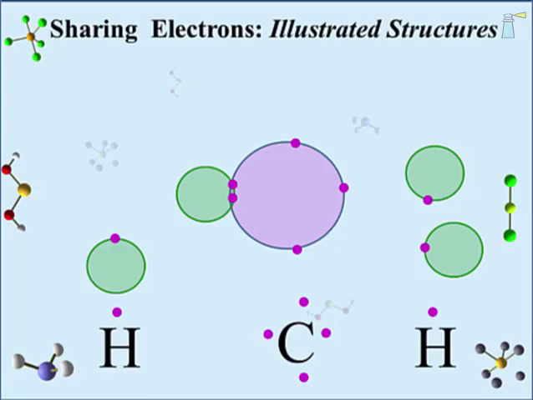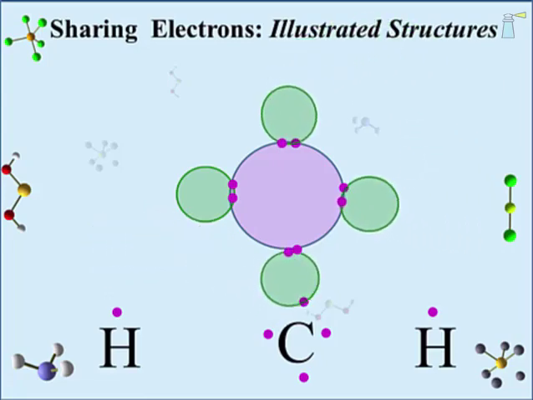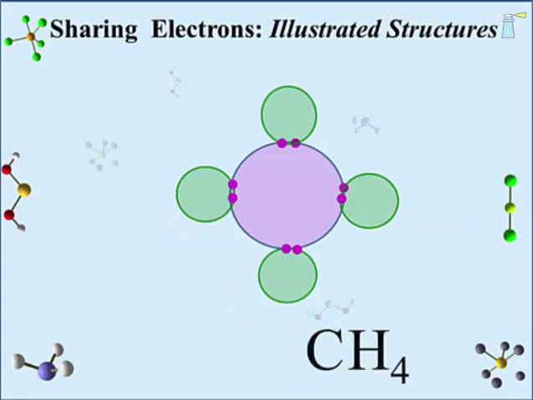Back to our model. The same sharing arrangement follows for the other three hydrogens in carbon. Each hydrogen makes one bond and the carbon makes a total of 4. The molecule formula is CH4.